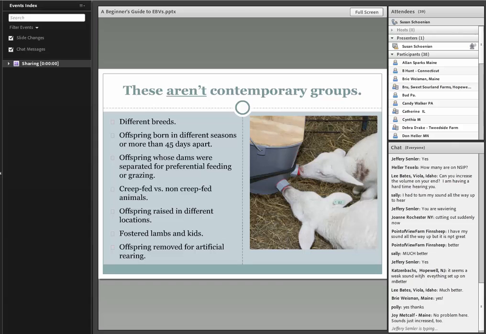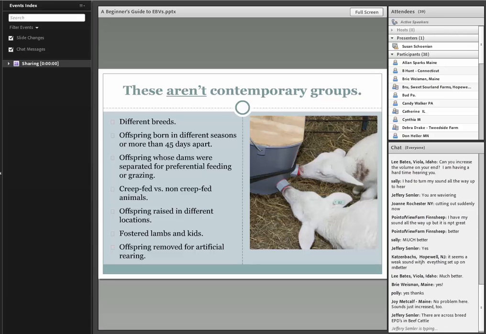If these animals are born more than 45 days apart, you're not going to do an early January group of lambs with a late March group of lambs. They're completely different. You're only going to be able to compare the ones in the same management group.